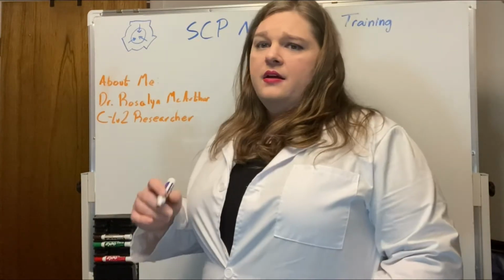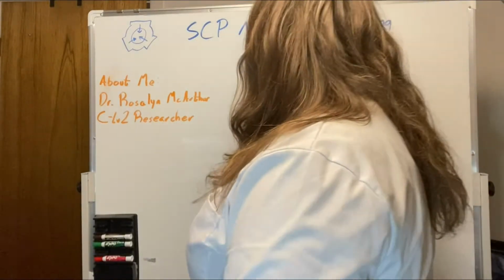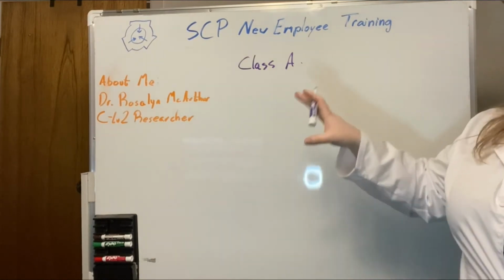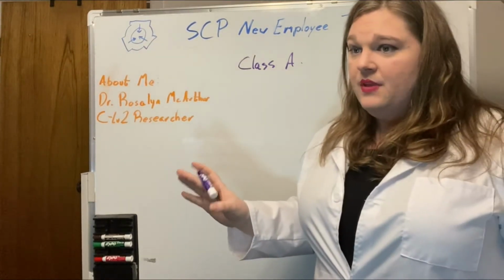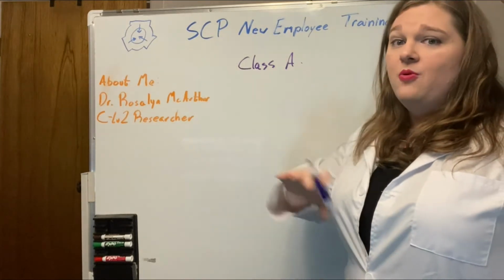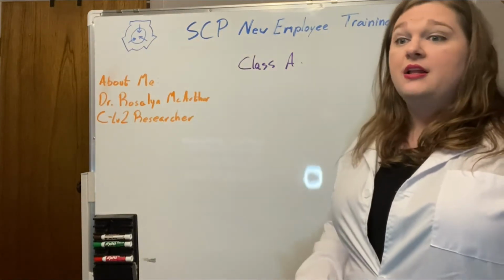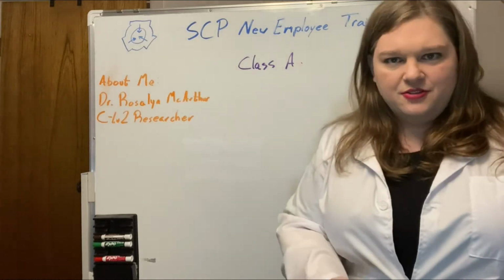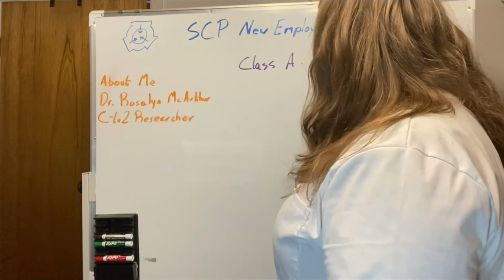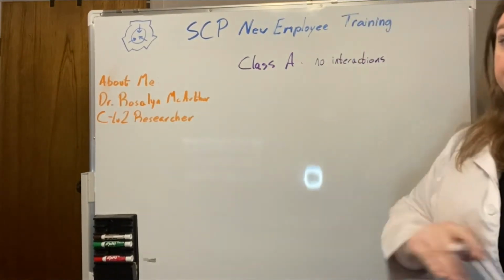Perfect. Now, Class A. Class A staff members can have zero interaction with any of the anomalies. These are generally going to be the essential staff members that are required for the Foundation to continue running overall. The O5 Council, for example, are always Class A staff members. Zilch.